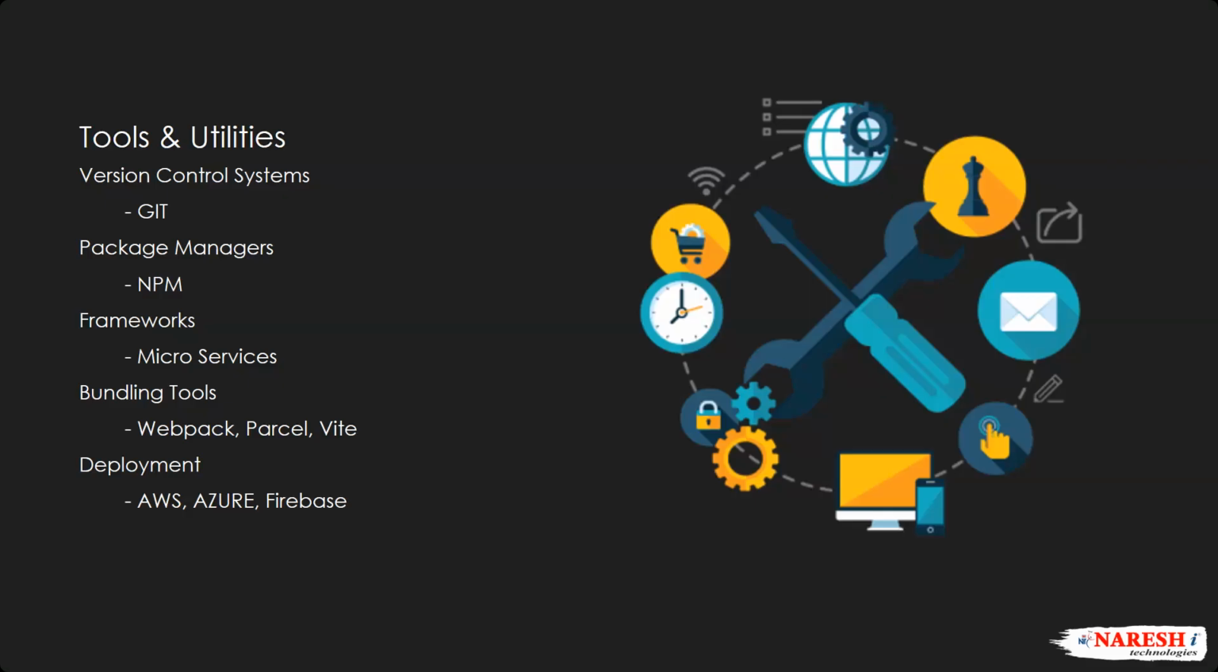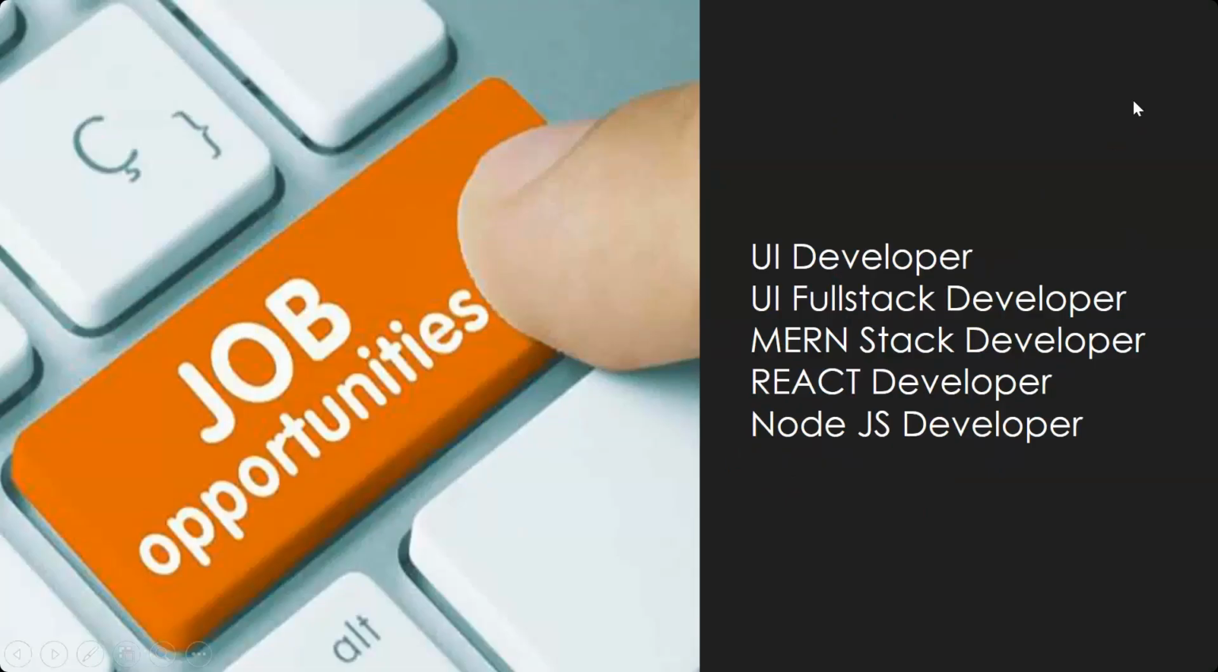And remember, once you are a full stack developer, what job opportunities can you have? Usually, as a full stack developer, you can apply for jobs as a UI developer. You can apply as a UI full stack developer. You can apply as a MERN stack developer, because MERN stands for MongoDB, Express, Node.js, and React.js. You can even individually apply as a React developer or a Node.js developer. If companies are asking for MongoDB databases, you can even apply for that.